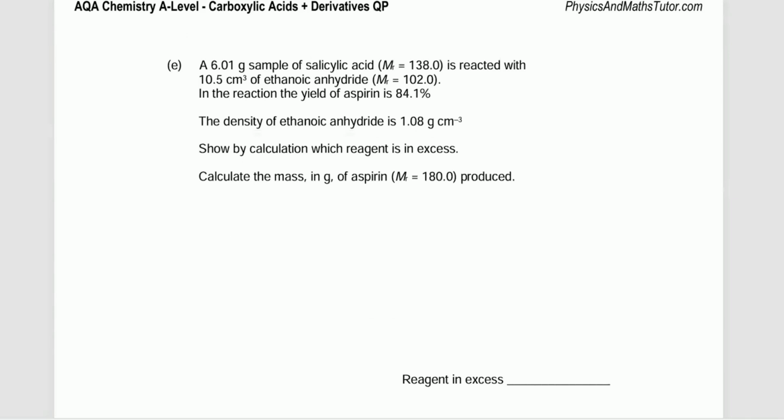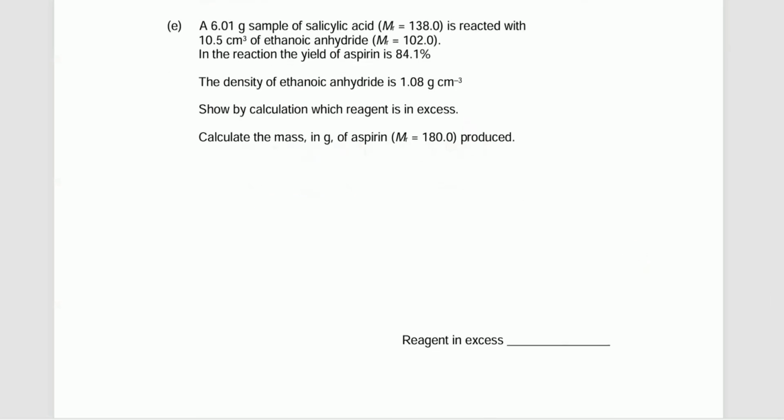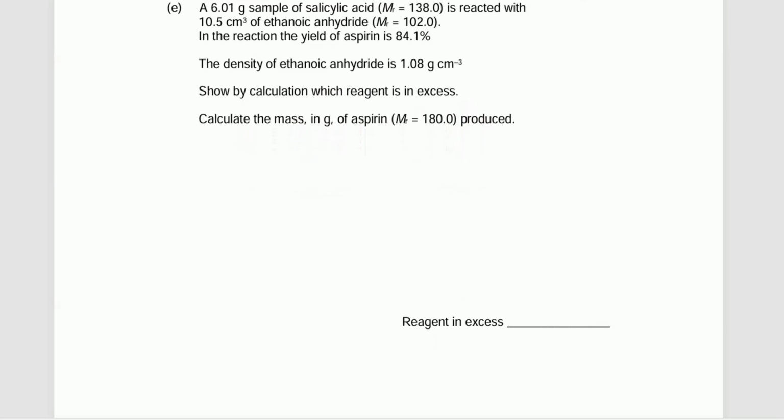Okay, moving on. E, we have an amount of substance question. 6.01 grams of salicylic acid, Mr 138, is reacted with 10.5 centimeters cubed of ethanoic anhydride, Mr 102. Reaction yield is 84.1%. Density is 1.08 grams per centimeter cubed for ethanoic anhydride. Show by calculation which reagent is in excess.